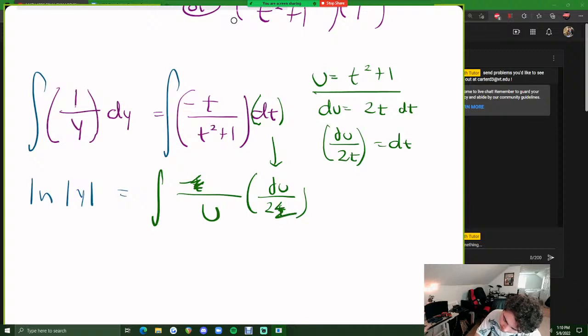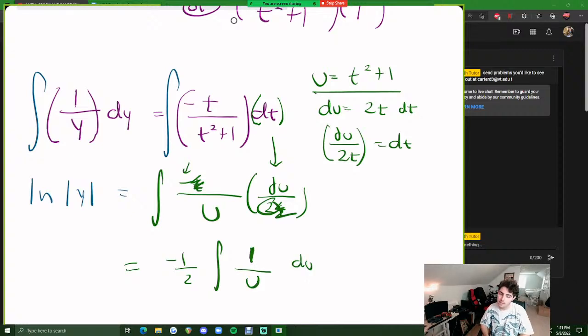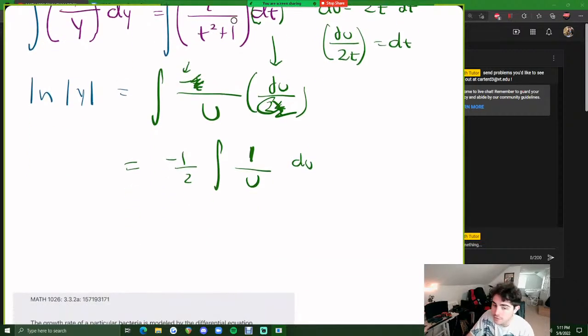We're left with a negative over a 2. So basically a negative 1 over 2. There's still a 1 on top technically. du's over here, and we leave that u on the bottom. Hopefully that makes sense. We've gotten all the t terms here in terms of u. So that allows us to evaluate this integral now.